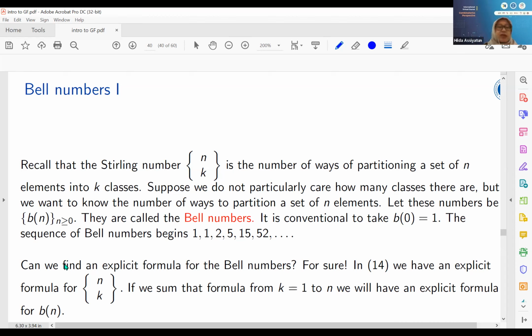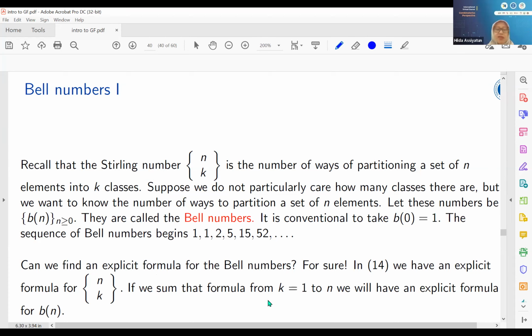So the sequence of Bell numbers begins like this. It's 1 for n equals 0, 1 when n equals 1, 2 when n equals 2, and so on. Now the question is, can we find an explicit formula for Bell numbers? The answer is trivial, because we already have the Stirling formula, the messy one. The Bell number is just the sum of the Stirling numbers.